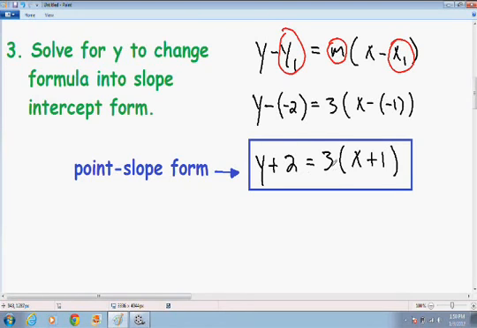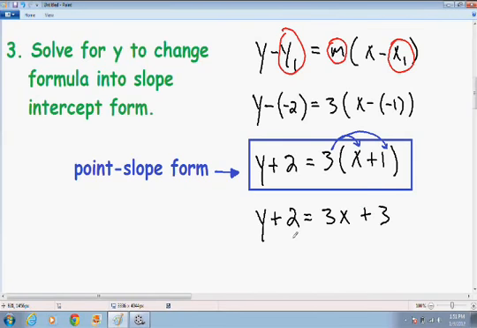In order to do that, you don't have to do it in this particular order, but the first thing I like to do is distribute this 3 with the x and the 1. So the left-hand side of the equation stays the same. y plus 2 is equal to 3 multiplied by x, which is 3x, and 3 multiplied by 1 is positive 3.